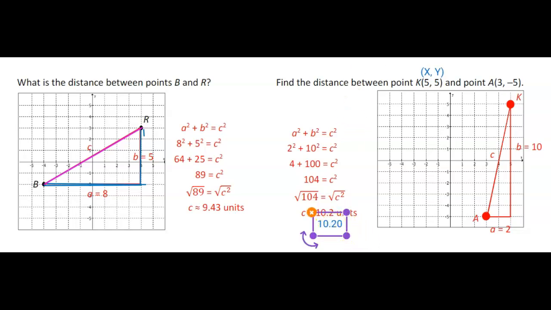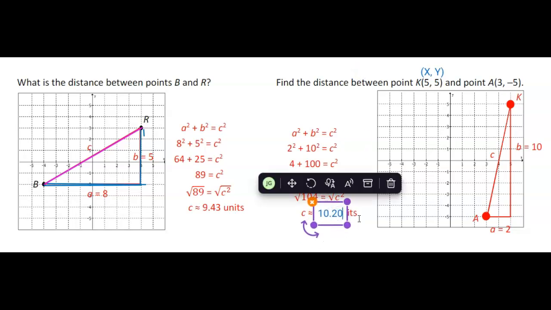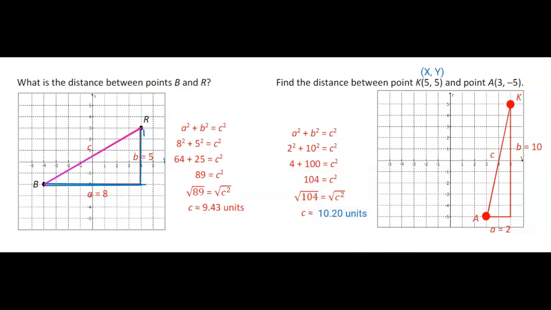Okay. We are rounding to the nearest hundredths, so you need to make sure that you have 2 numbers after the decimal and put your units of measure. So let's correct that. Okay, we are almost done.